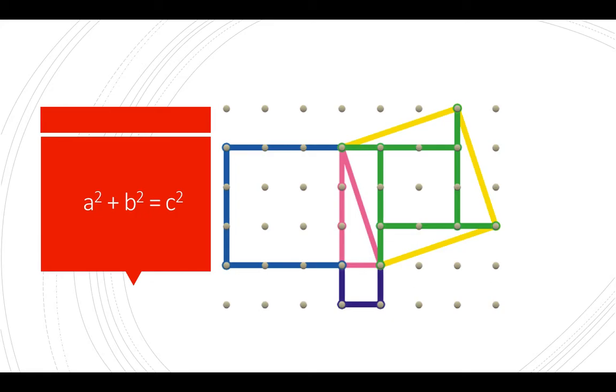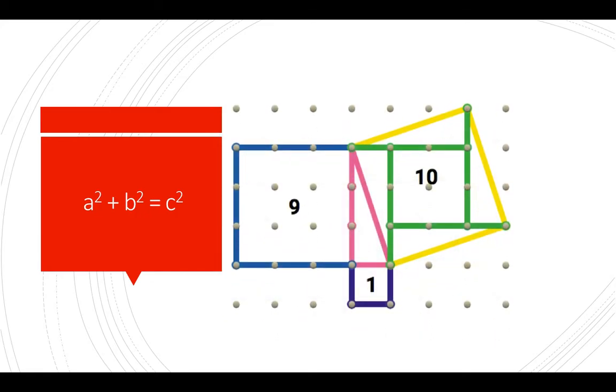Now, they can see that the areas of the two smaller squares together equal the area of the larger square on the hypotenuse. In other words, A squared plus B squared equals C squared. It is essential that students experience this multiple times to see that this relationship is consistent. Once they understand the relationship, they can develop a formula.